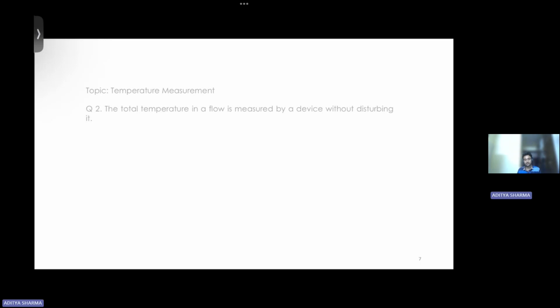Okay, then. So we have the next question in our hand, right? This question is based on temperature measurement, right? Question number two. The question says that the total temperature in a flow is measured by a device without disturbing it, right? So the total temperature in a flow is measured by a device without disturbing it. Whether this is true or false?